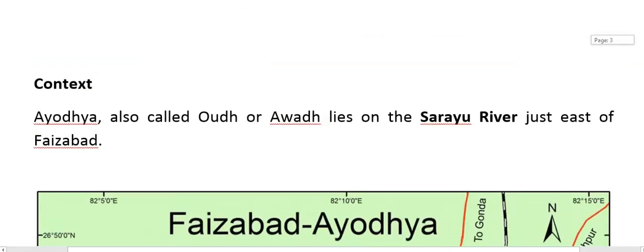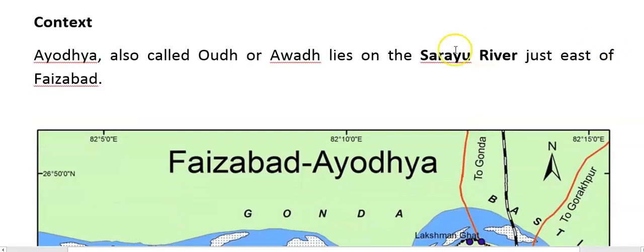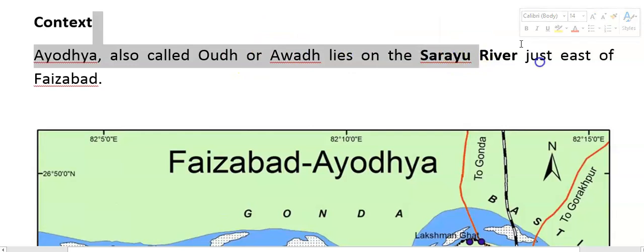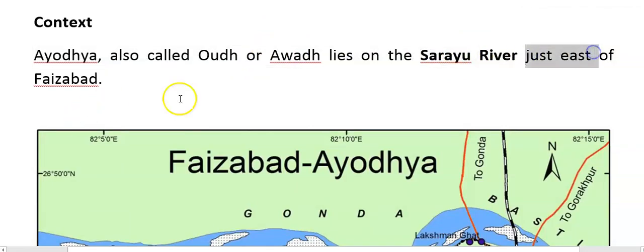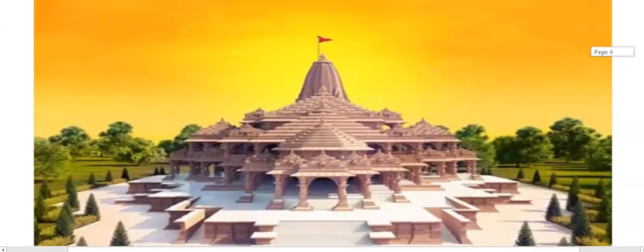Now if we see some of the facts related to Ayodhya, then it was earlier called Awadh, which lies on the Saryu river, and it is just east of Faizabad. So here is the map. Here it is Ayodhya. Here is Faizabad, and here is Saryu river. Before we move on, this is the design proposed by the chief architect, and if we see, it is very much similar to the Akshardham temple in Delhi.